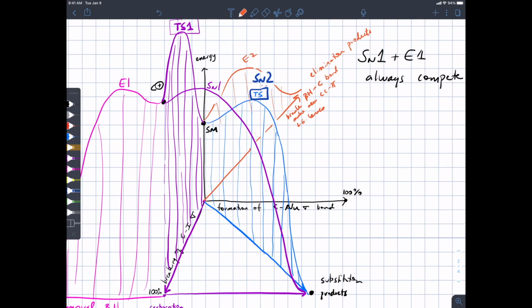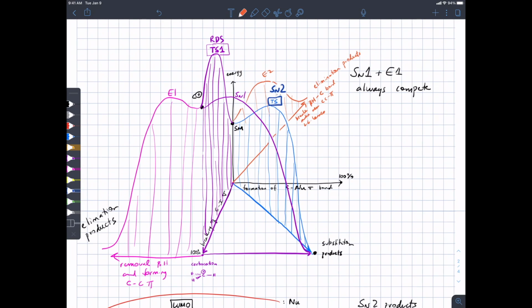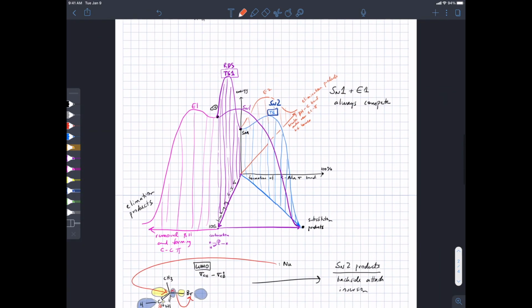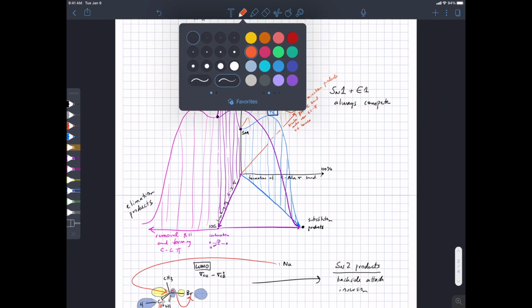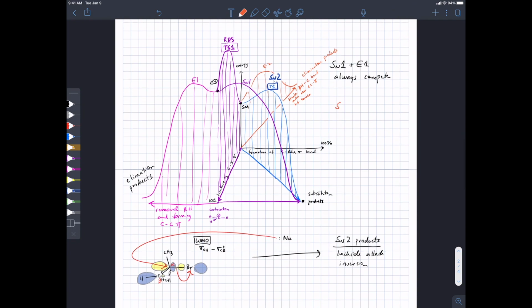And how horrible is that? But yeah, just as SN1 and E1 always compete, SN2 and E2 sometimes compete. And there we will talk about when those situations are. All right?